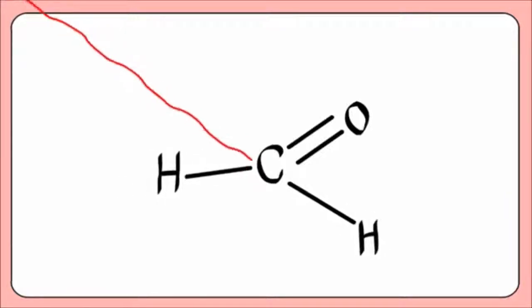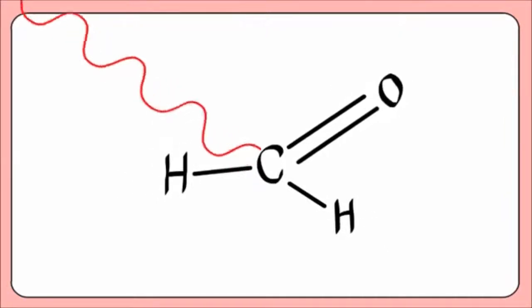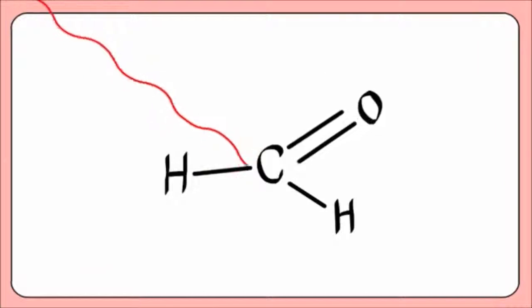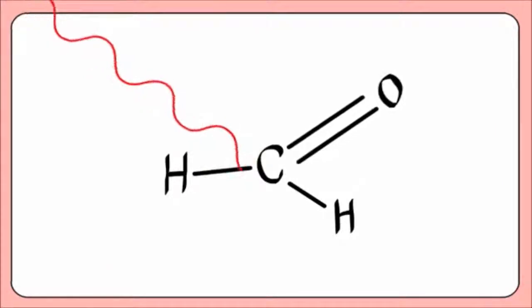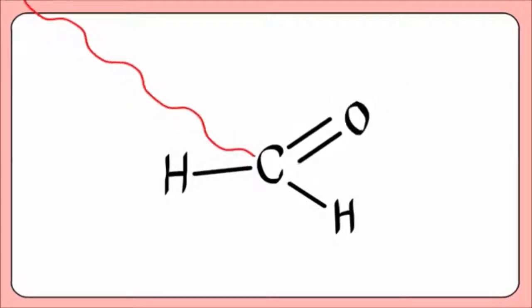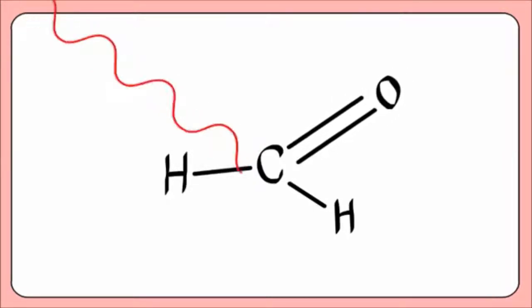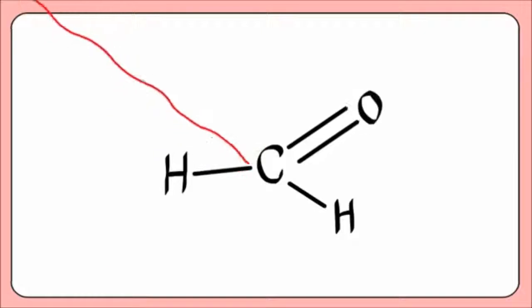For example, consider the carbonyl group, C double bond O. When infrared radiation in the range 1640 to 1750 centimeters to the -1 is directed towards a molecule containing C double bond O, this radiation is absorbed by the bond, causing it to stretch.